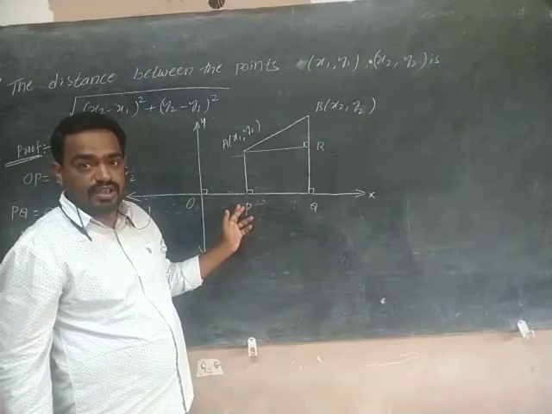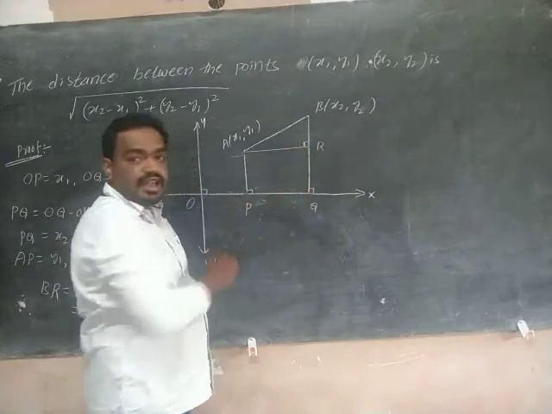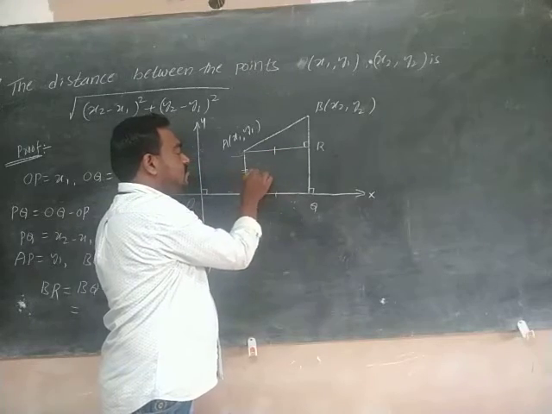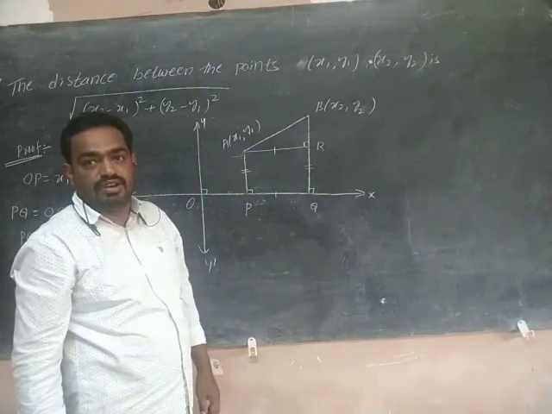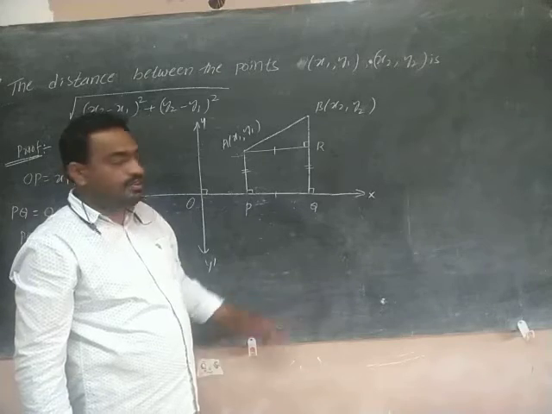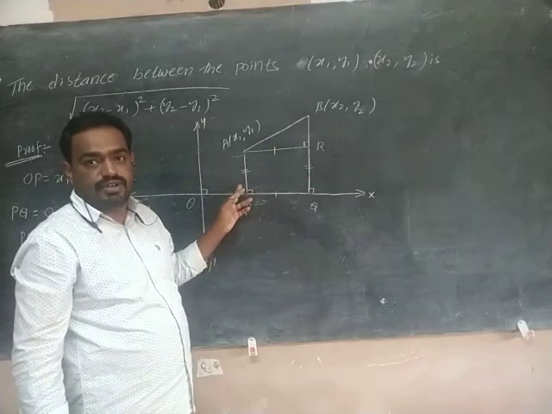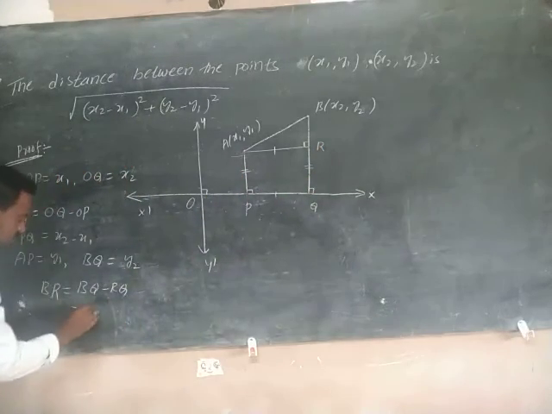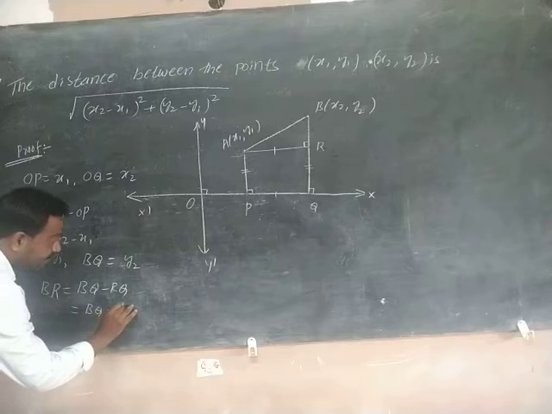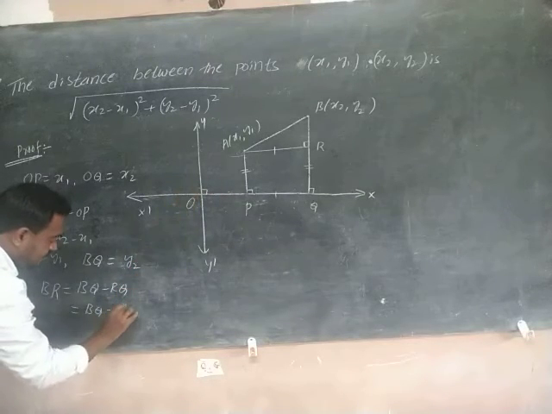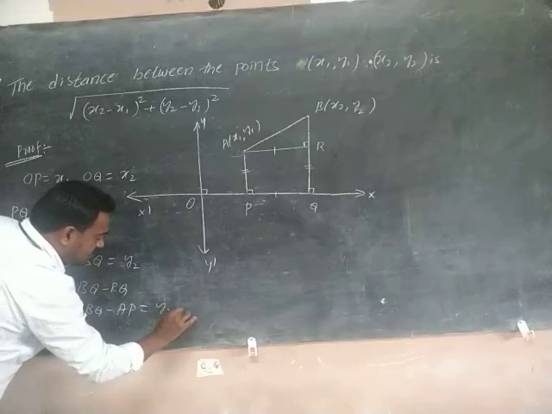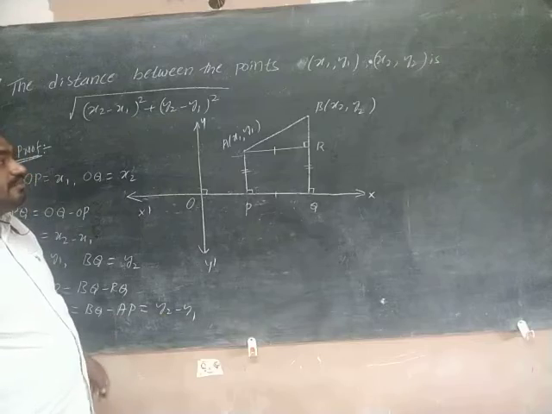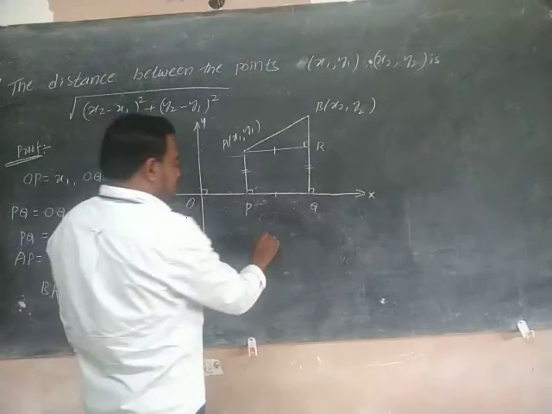Why is it AP? Because this is a rectangle. In a rectangle, opposite sides are equal. Understand? So in place of RQ, we can write AP also. So BQ minus, in place of RQ, what are we writing? AP. This is nothing but y2 minus y1. You see here, triangle.